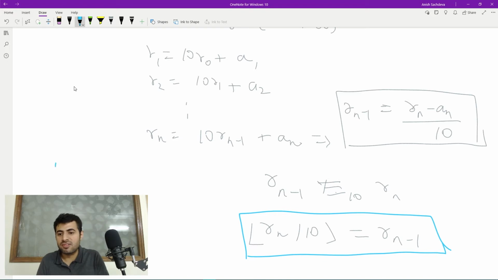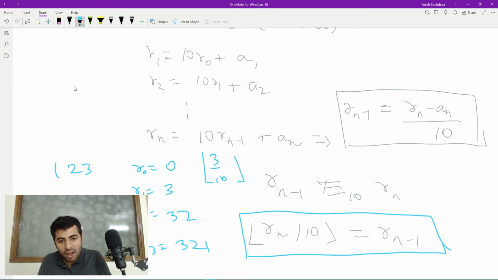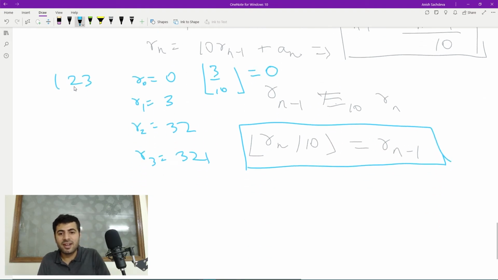I can also prove this. Let us say that you have some number 123. Your resultant value initially is 0. This is like r0, and r1 will be 3, r2 will be 32, and r3 will be 321. So let us start with r1. r1 divided by 10, floor of that, floor of 0.3, is 0, which is absolutely correct. So see, r1 divided by 10 floor is equal to r0.